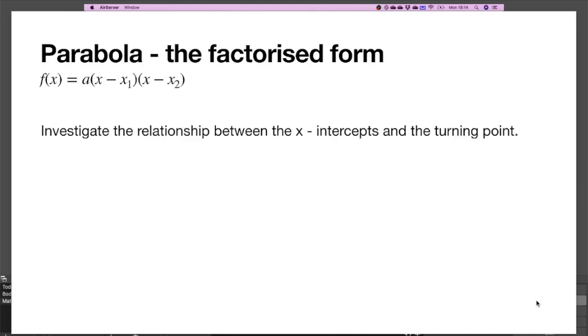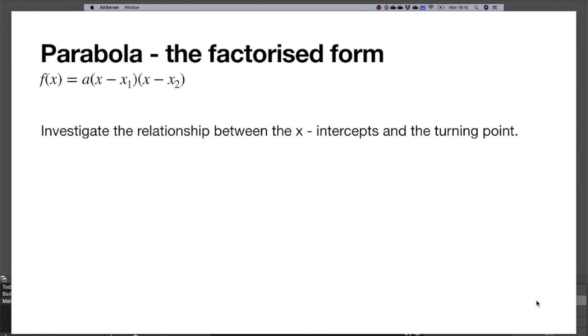Let us have a look at the parabola, and we are looking at the factorized form of the function. f(x) = a(x − x1)(x − x2). So in this case, the equation of the parabola is given in factorized form. This is the third form, and we want to investigate the relationship between the x-intercepts and the turning point.